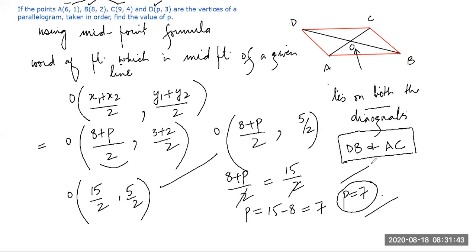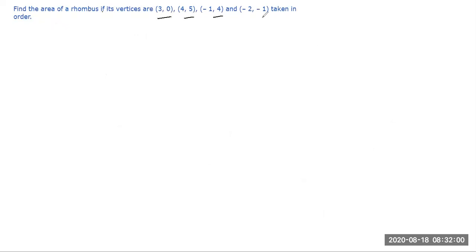Everyone understood? Students, you understood? Yes, sir. Very good. We'll do more sums. It says find the area of the rhombus if its vertices are this, and this. So students, do you know the formula for the area of a rhombus? Anyone knows? This is a rhombus, the angles are not 90 degrees.